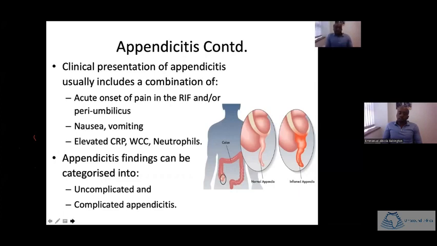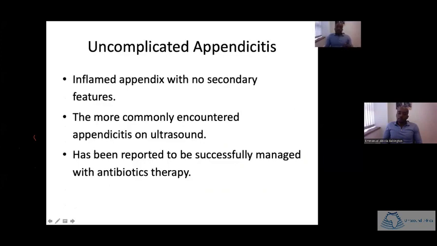So clinically, appendicitis can be categorized as uncomplicated or complicated appendicitis. We can also see the signs, the evidence of this, and we can differentiate these on ultrasound usually. Uncomplicated appendicitis is an inflammation in the appendix with no secondary features. Usually, it's the most commonly encountered appendicitis we see on ultrasound. Some people call it mural appendicitis. So the wall of the appendix is inflamed, and that's all. No obstruction or anything like that. No abscess, no calculus or anything like that.